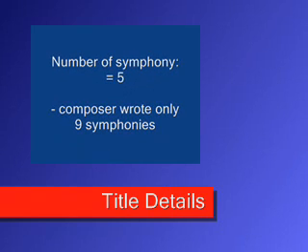This is Symphony No. 5 of the composer's total output of symphonies, and it should be very easy for you to associate this symphony, Symphony No. 5, with the composer in this unit who wrote only 9 symphonies, Ludwig van Beethoven.